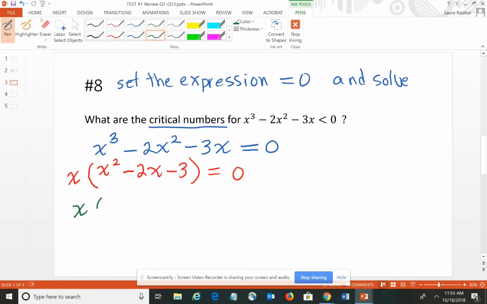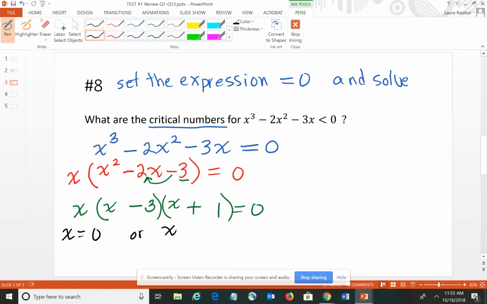So I have x and x. I need a pair that multiplies to 3 and subtracts to 2. So that's 3 and 1. The 3 is negative, the 1 is positive, and that equals 0. I then know that one of those factors, either x equals 0 or x minus 3 equals 0 or x plus 1 equals 0.